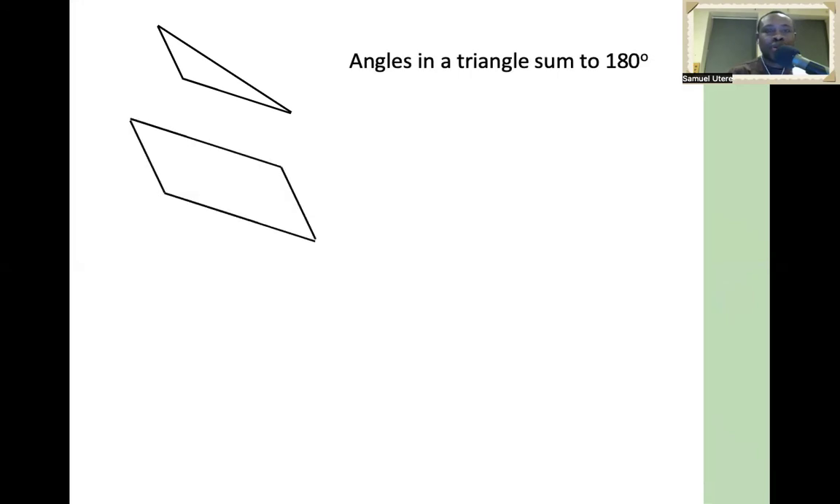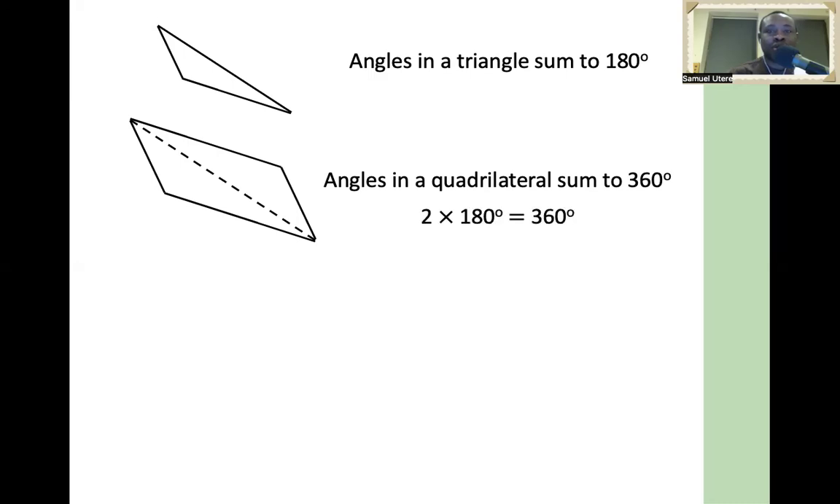Well, we know that the sum of the angles in a triangle is 180 degrees. And we also know that the sum of the angles in a quadrilateral is 360 degrees. But if we split the quadrilateral into 2 triangles, what do you notice? Well, the sum of the angles in one of the triangles is 180 degrees, but we have 2 of them. So we have just divided the quadrilateral into 2 triangles. So we can say it is 2 lots of 180 degrees.